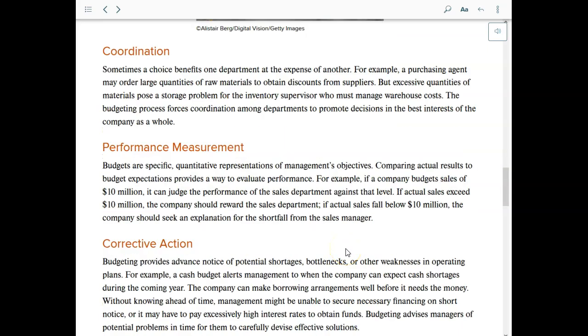Performance measure. If you budget a certain amount of sales or to spend a certain amount of money on a project, then after that time period expires, you go back and look. Did we make budget? Did we exceed budget? Were we lower than budget and so forth? And you use that for better planning in the future.